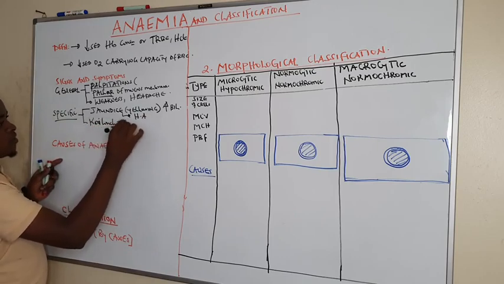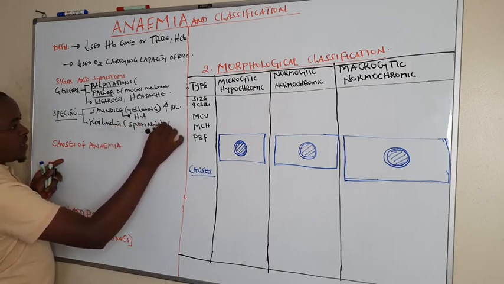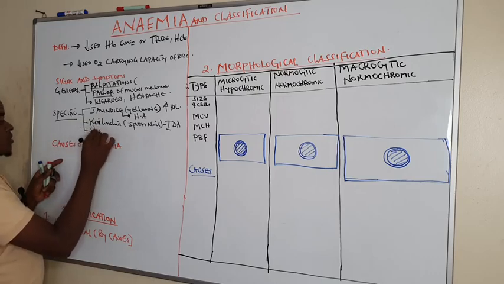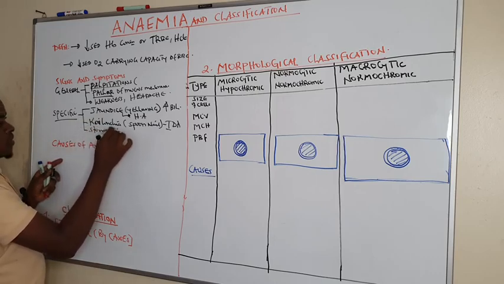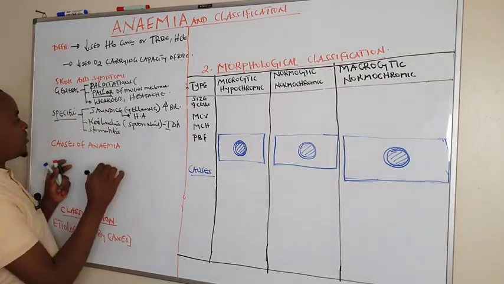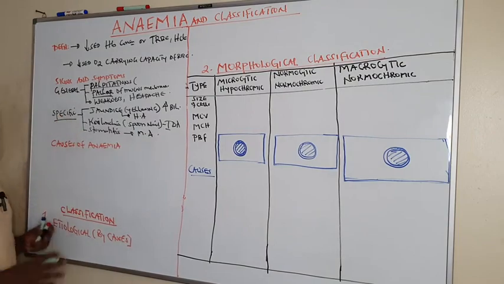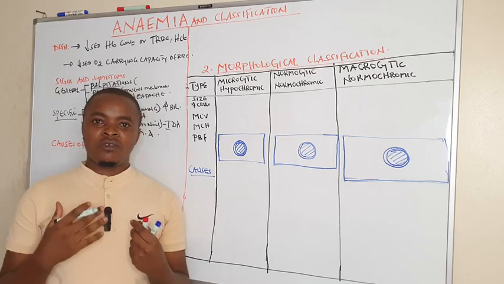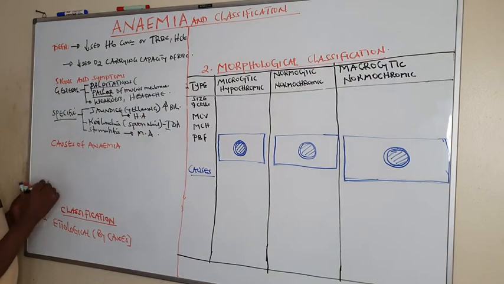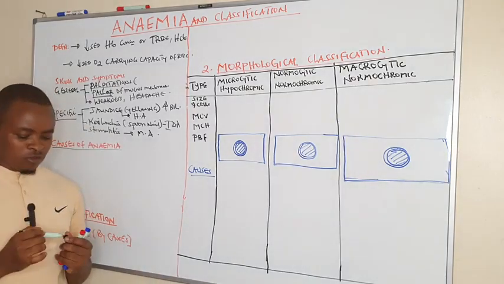Then we shall see another condition like koilonychia, which we call spoon-shaped nail. This one is seen in iron deficiency anemia. Then we can see stomatitis, that is breaking of the angles or the corners of the mouth, which is majorly seen in megaloblastic anemia. So these are some of the signs and symptoms on how you can know that someone has anemia or reduced oxygen carrying capacity.